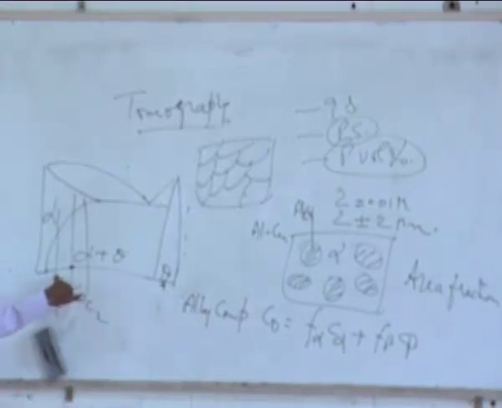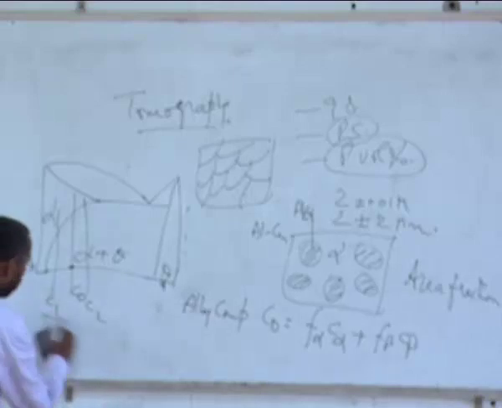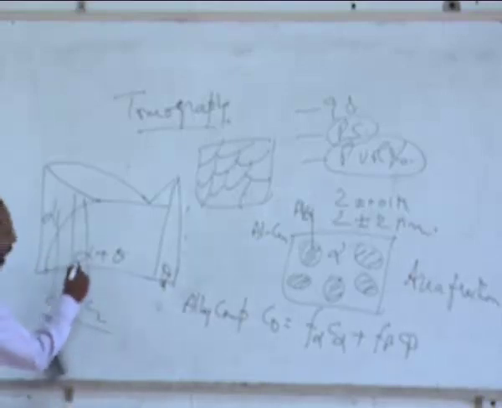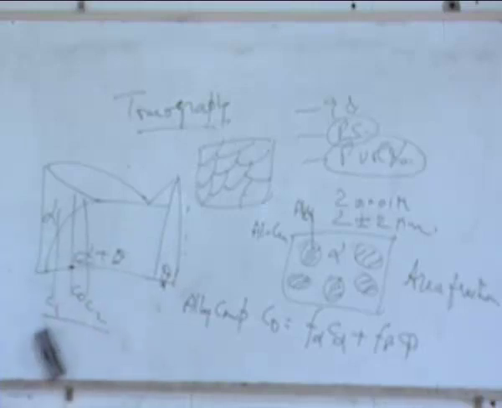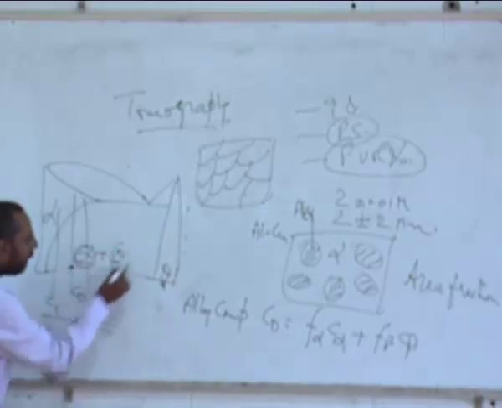Alpha plus theta. C0, C2. Then what is the difference? The amount of alpha and theta are going to be different because their compositions are different. So this is only alloy composition. Now, if this alloy has alpha and theta, what is the alpha composition? What is the theta composition?